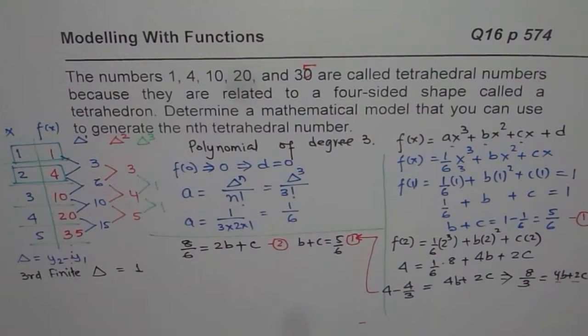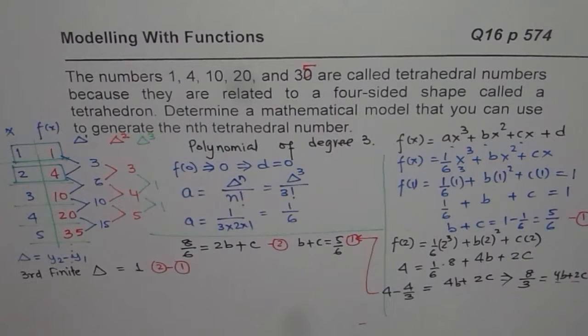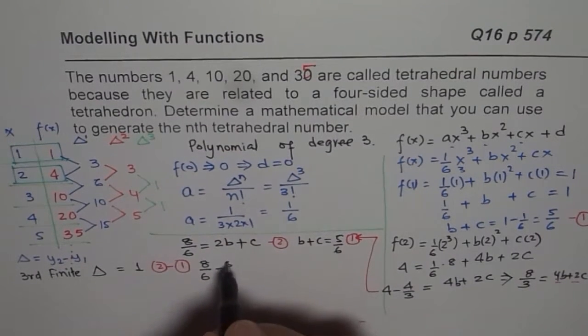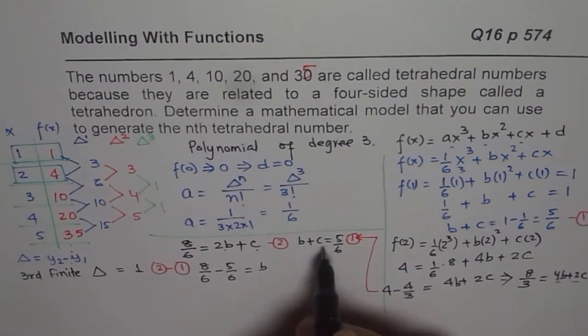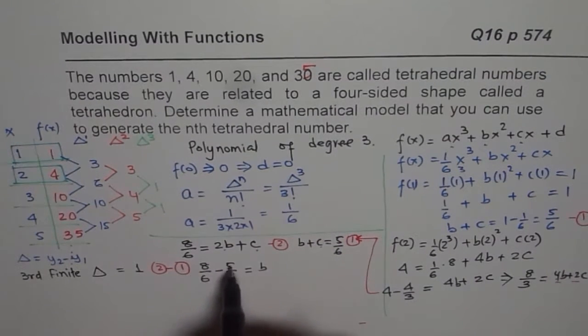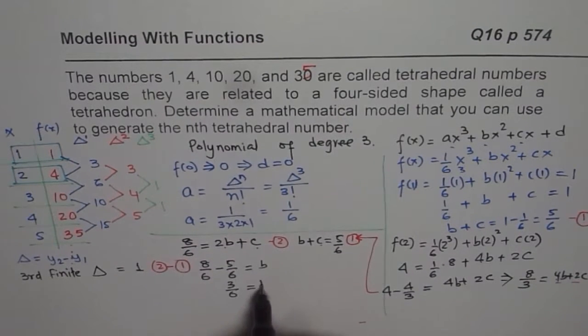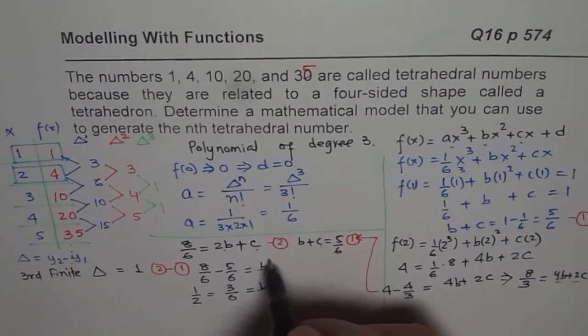Okay. Now you have 2 variables and 2 equations. So if I do equation 2 minus equation 1, what do I get? I get 8 over 6 minus 5 over 6 is equals to 2b minus b, right, which is b. C minus c is 0. So I get b value, which is this. And that is 8 minus 5 is 3, right? So I get 3 over 6 as b, and 3 over 6 is half. So we get the value of b as half, correct? B is half for us.